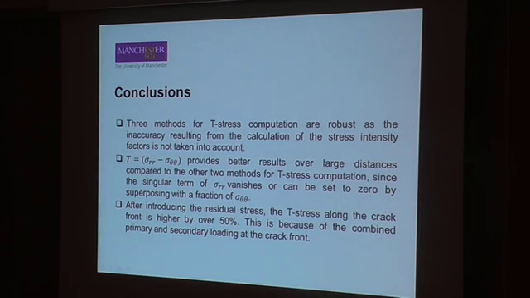Let's go to the conclusions. The three different approach programs are robust, since inaccuracy of a stress intensity factor cannot affect the results. Between the three strategies, using the stress in two different directions gives better results, because the singularity of one field in one direction can be vanished by the other direction. After introduction of the residual stress, we see an increase of the T-stress of around 15%.